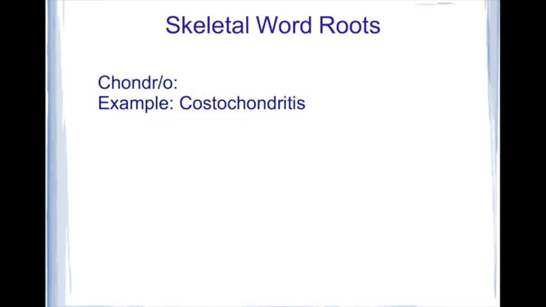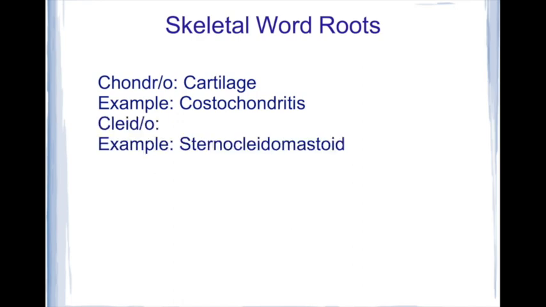Okay, chondro, like costochondritis. Costochondritis, so inflammation of something, associated with that other structure. All right, chondro, cartilage. So costochondritis, it's inflammation of the costal cartilage. The costo means rib, chondro, cartilage, itis, inflammation. So chondro, cartilage.